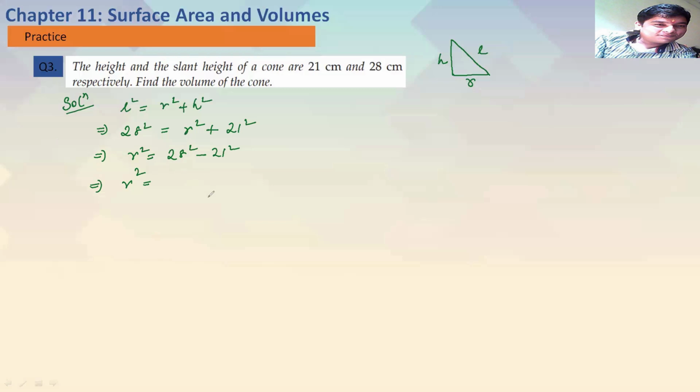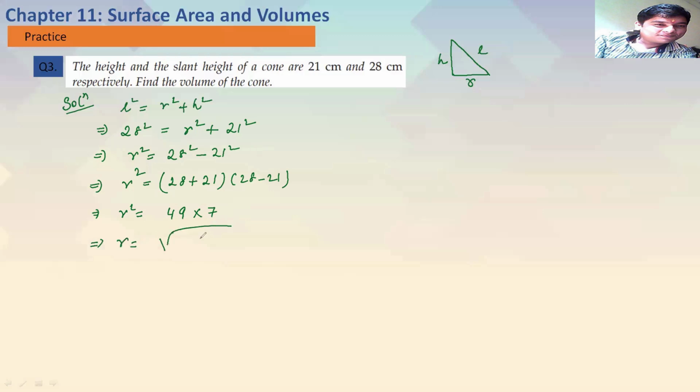We can use what? A square minus B square, right? So 28 plus 21, 28 minus 21. We broke it. We factorized it. Oh, okay, sir. Like that. So R square is going to be 49 multiplied by 7, that's 28 minus 21, so 343.